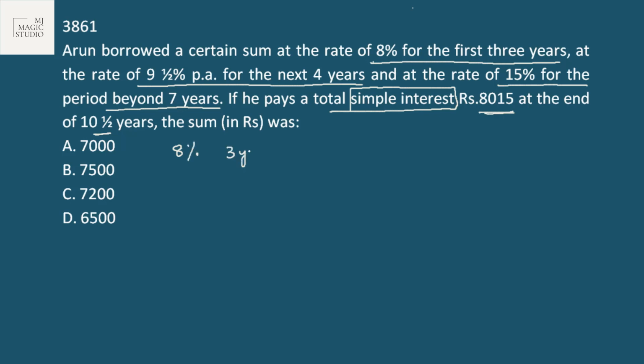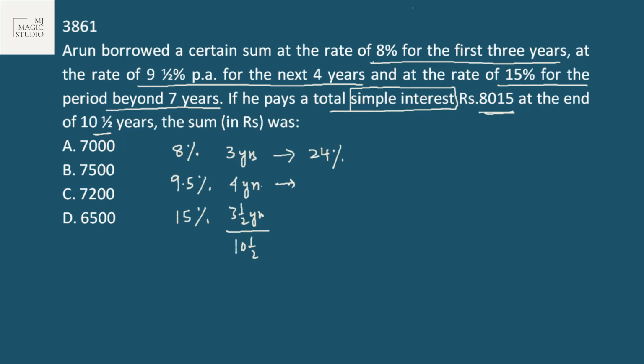8% interest is paid for 3 years. Then 9.5% interest is paid for the next 4 years, that is a total of 7 years now. And then 15% interest is for beyond 7 years. So we need to find the interest for 10.5 years. 10.5 minus 7 is 3.5 years, 3.5 years. Now just multiply these.